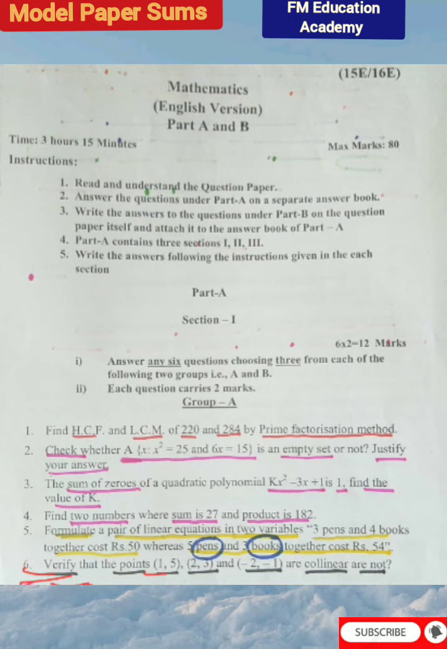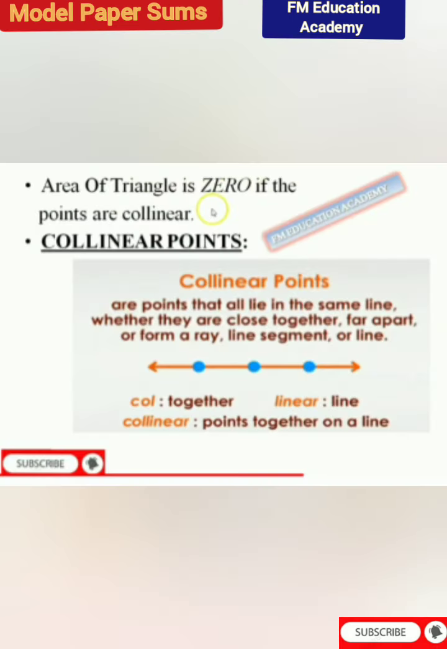Sixth question. Verify that the points (1, 5), (2, 3) and (-2, -1) are collinear or not. For proving the points to be collinear, we need to know the concept of collinearity. So, what are collinear points? Collinear points are the points that all lie in the same line, whether they lie close together or far away from each other, because col means together and linear means line.